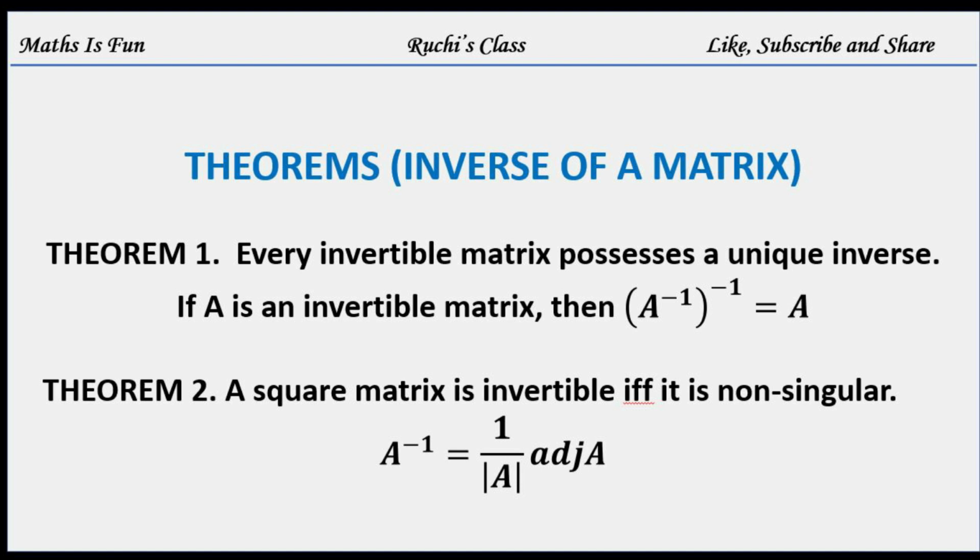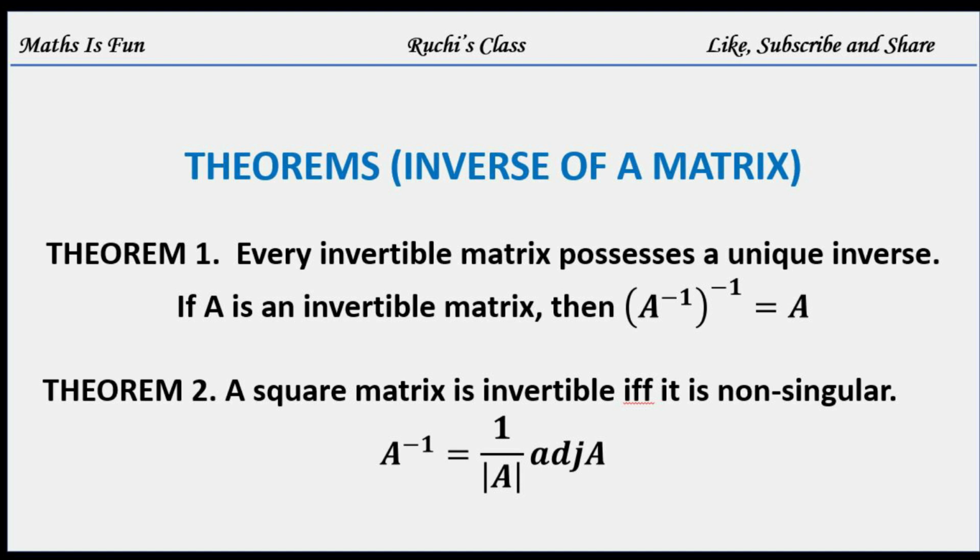Every invertible matrix possesses a unique inverse. If A is an invertible matrix, then the inverse of A inverse is equal to A. A square matrix is invertible if and only if it is non-singular. So what does it follow? If it is a singular matrix, there won't be any inverse of that matrix. What is a singular matrix? If the determinant is 0. Okay. So now how do we find the inverse?